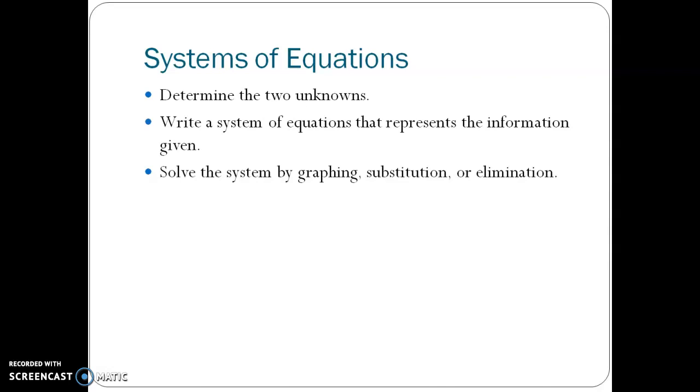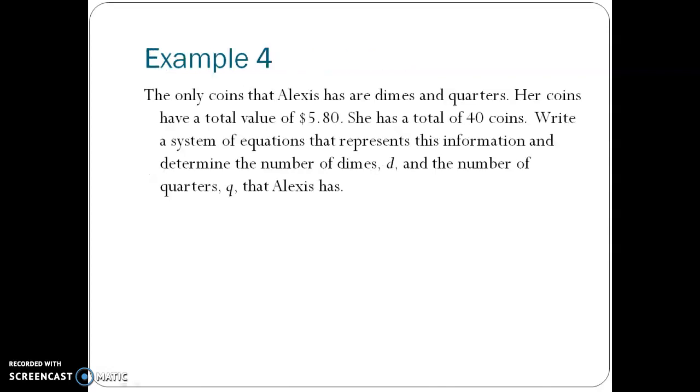All right, let's take a look at an example. The only coins that Alexis has are dimes and quarters. Her coins have a total value of $5.80. She has a total of 40 coins. Write a system of equations that represents this information and determine the number of dimes D and the number of quarters Q that Alexis has. All right, in this problem, it actually has already very much defined the 2 unknowns for you. So the 2 unknowns being the number of dimes D and the number of quarters Q.